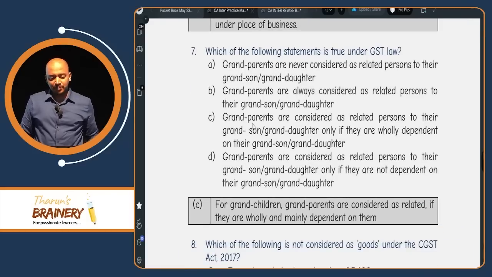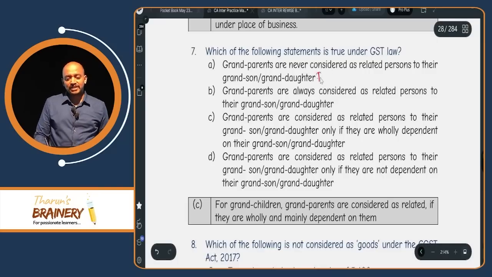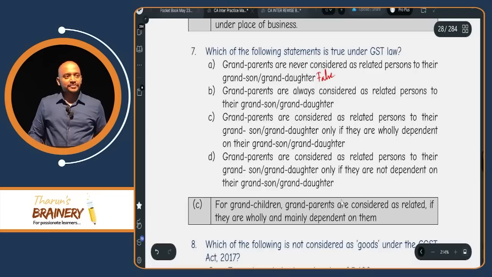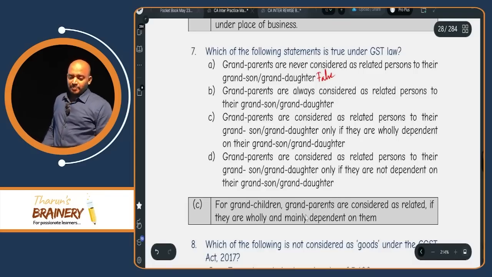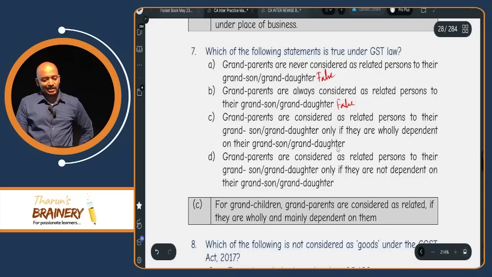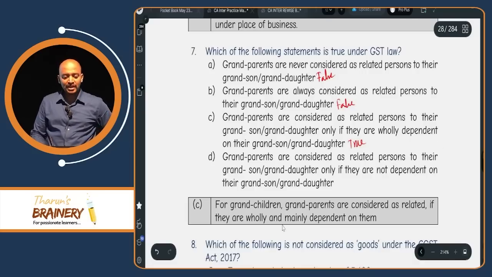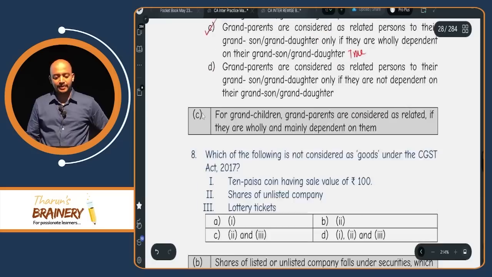Then which of the following statements is true under GST law? Grandparents are never considered as related person to their grandson or granddaughter. True or false? False. When will they be considered as related? If they are wholly and mainly dependent. Grandparents are always considered as related. That is also false. Grandparents are considered as related to their grandson or granddaughter only if they are wholly or mainly dependent on their grandson or granddaughter. That is true. Grandparents are considered as related to their grandson only if they are not dependent. No, only if they are dependent. So option C is the answer.